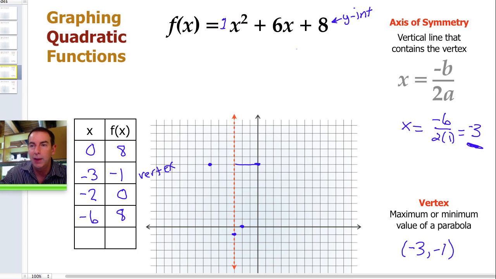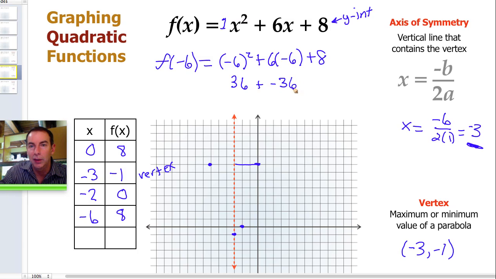Okay? I'm going to find f of -6. All right? So that should equal -6 squared plus 6 times -6 plus 8. All right, -6 squared is 36 plus 6 times -6 is -36 plus 8. So these two are going to cancel, and I'm left with 8. F of -6 equals 8, just as I figured.